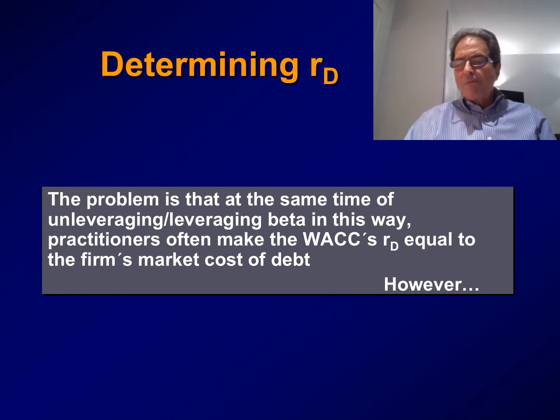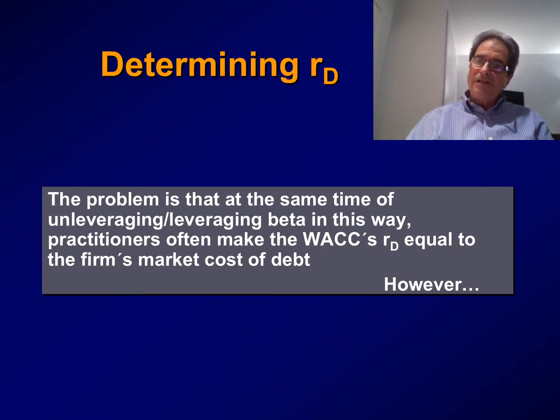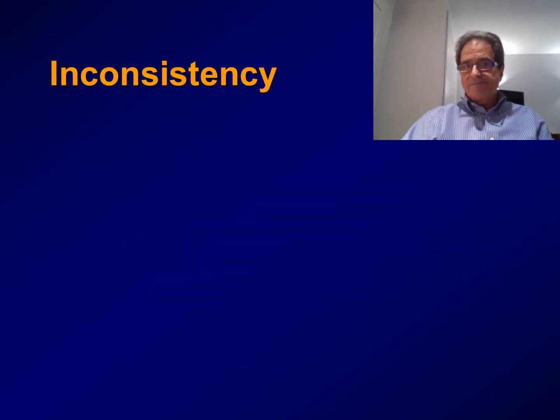The problem that we want to point out in this presentation is that at the same time of levering and unlevering beta in this way, again, assuming that the beta of the debt is 0, practitioners often make RD equal to the firm's market cost of debt. So they use a market cost of debt for RD. However, if you do this, there is an inconsistency in the method that you are using.